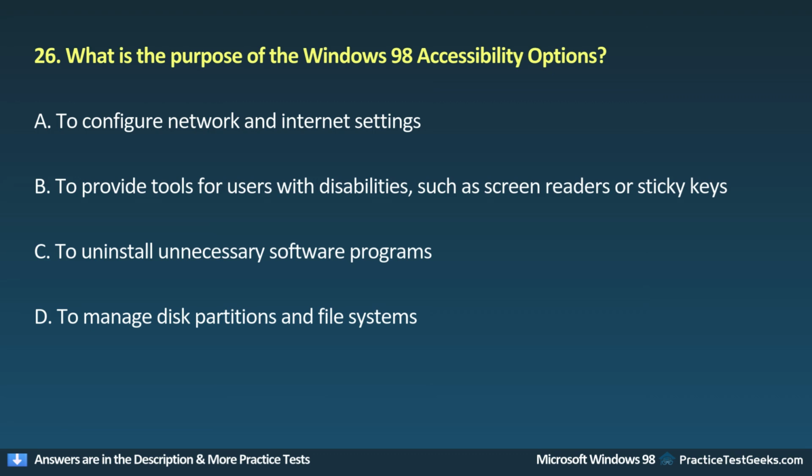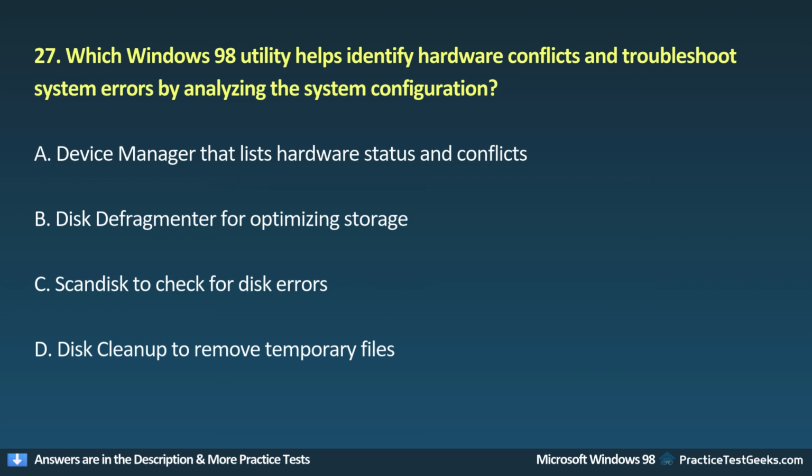26. What is the purpose of the Windows 98 accessibility options? A. To configure network and internet settings. B. To provide tools for users with disabilities, such as screen readers or sticky keys. C. To uninstall unnecessary software programs. D. To manage disk partitions and file systems.